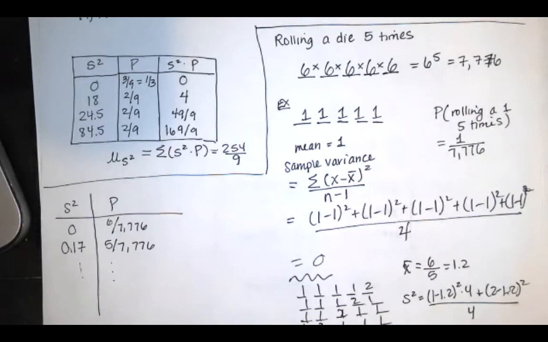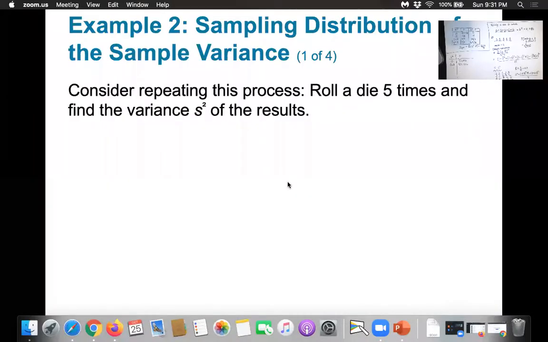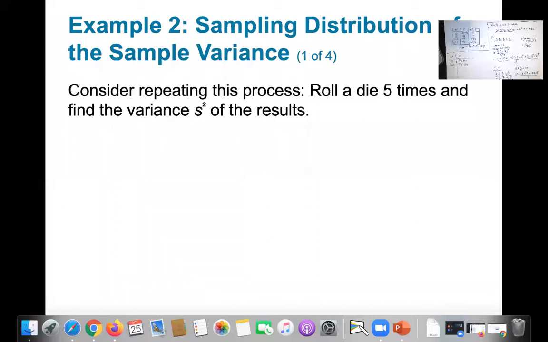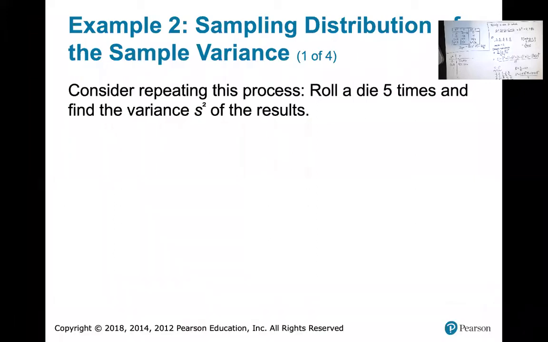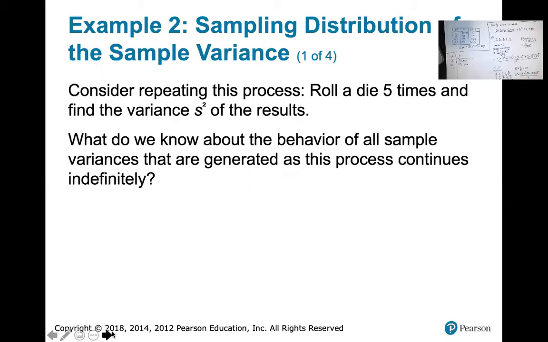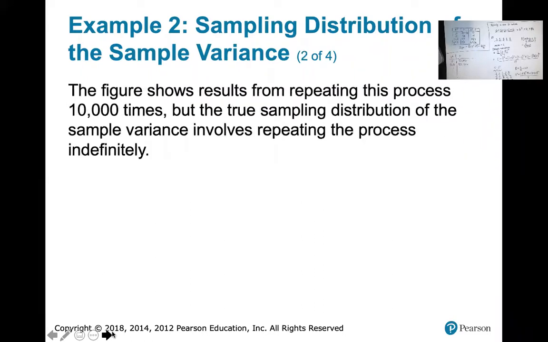Okay, so that is not what Mr. Triola did in this example. Instead of looking at those 7,776 possible outcomes and then thinking about the probability of getting each of the possible sample variances, what he did instead was he rolled a die, or had somebody roll a die 5,000 times, or maybe he simulated rolling a die 5,000 times, and then found the sample, or 10,000 times, excuse me, and then he found the sample variance in each case. The question is, well, what do we know about the behavior of all the sample variances that are generated if we keep doing this indefinitely? Now, this is coming from repeating the process 10,000 times.